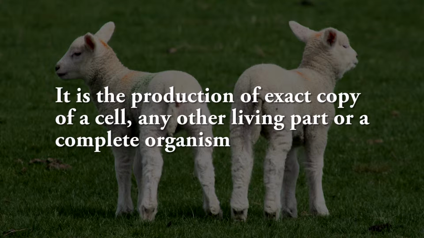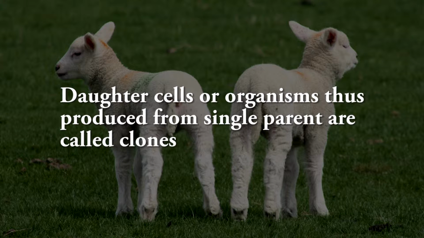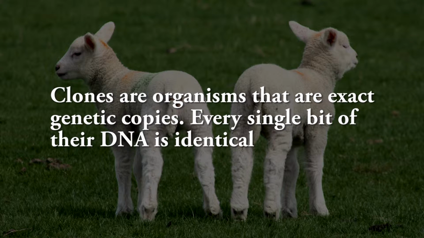Cloning is the production of an exact copy of a cell or any other living part or a complete organism. By asexual reproduction, an organism creates a genetically similar or identical copy of itself. Daughter cells or organisms thus produced from a single parent are called clones. Clones are organisms that are exact genetic copies. Every single bit of their DNA is identical.